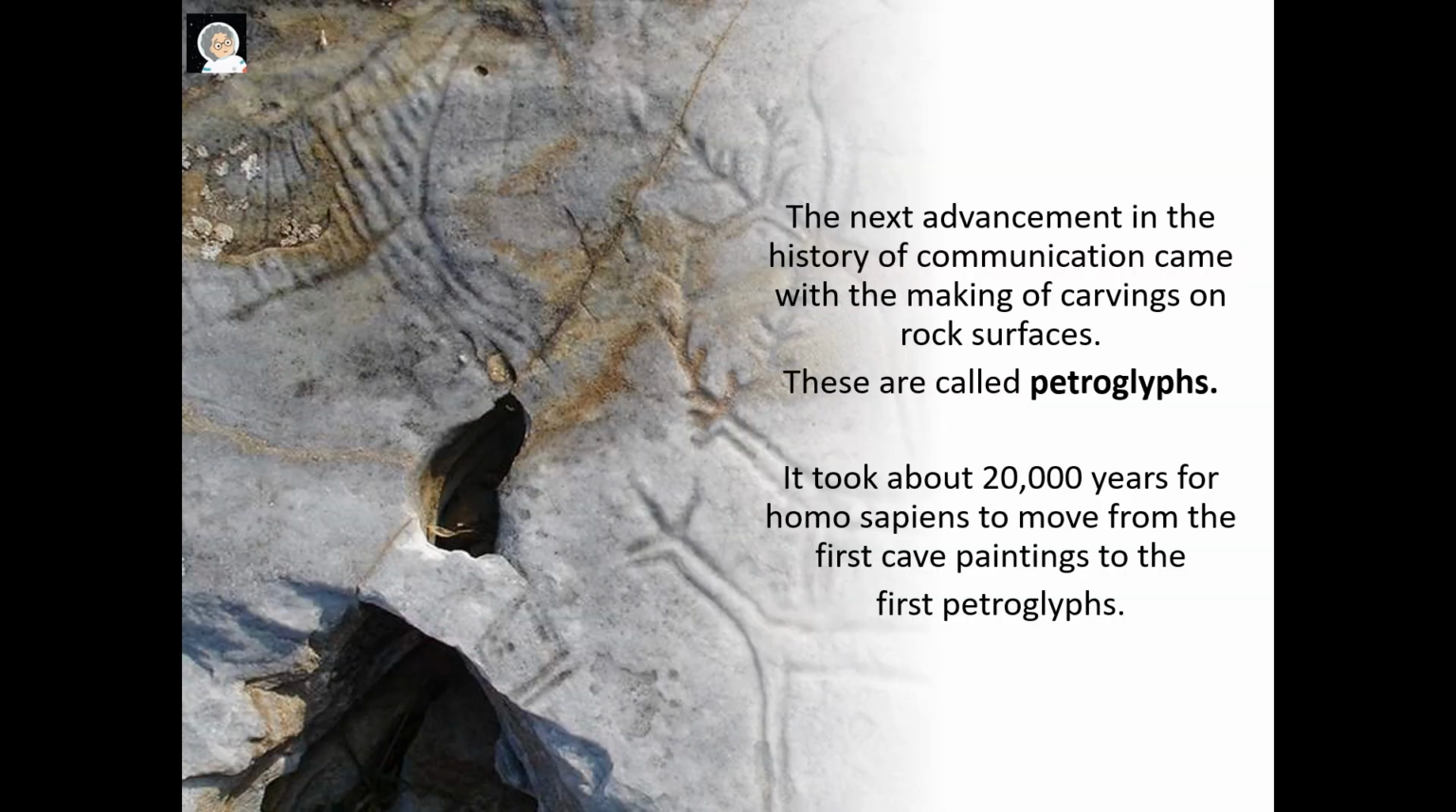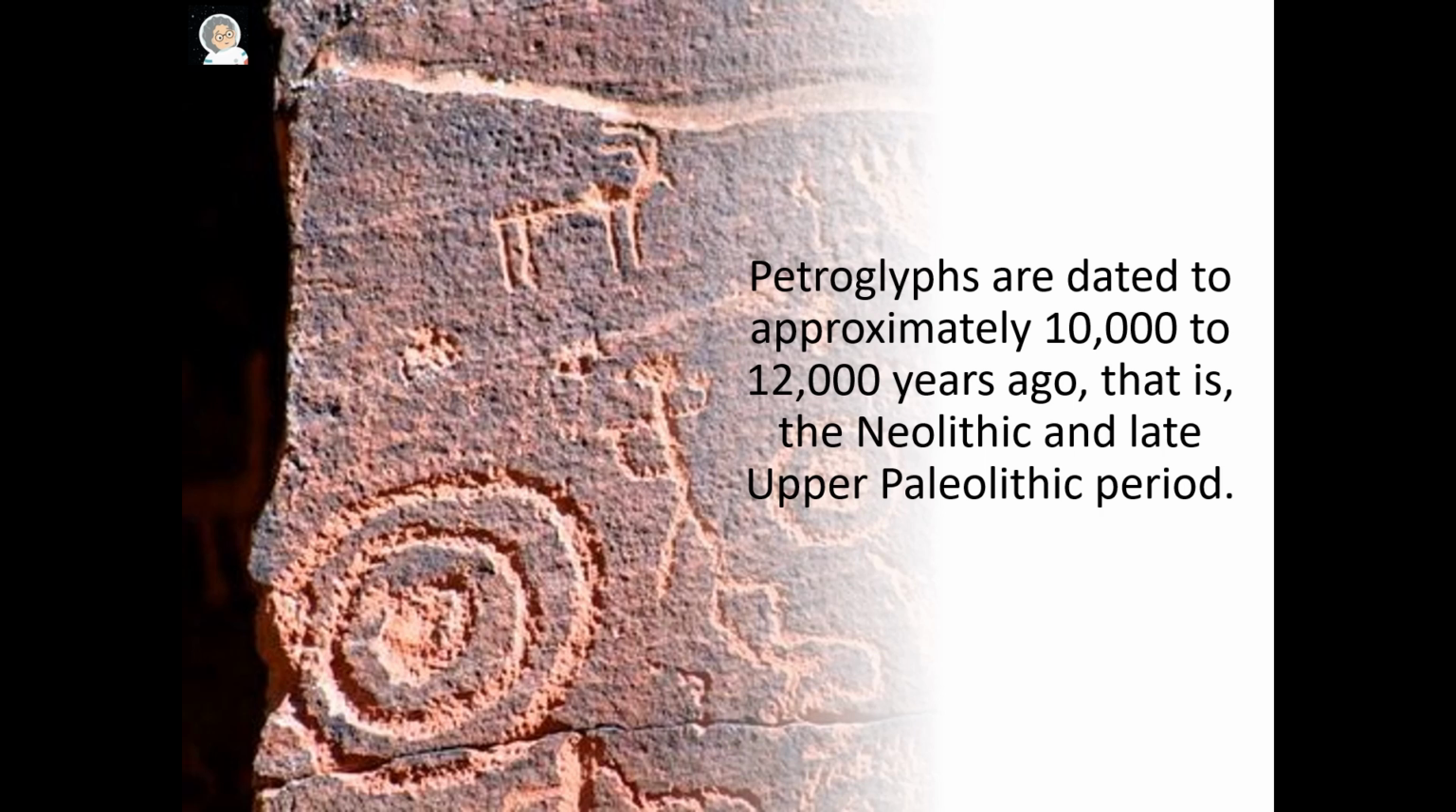The next advancement in the history of communication came with the making of carvings on rock surfaces. These are called petroglyphs. It took about 20,000 years for Homo sapiens to move from the first cave paintings to the first petroglyphs. Petroglyphs are dated to approximately 10,000 to 12,000 years ago, that is, the Neolithic and late Upper Paleolithic periods.